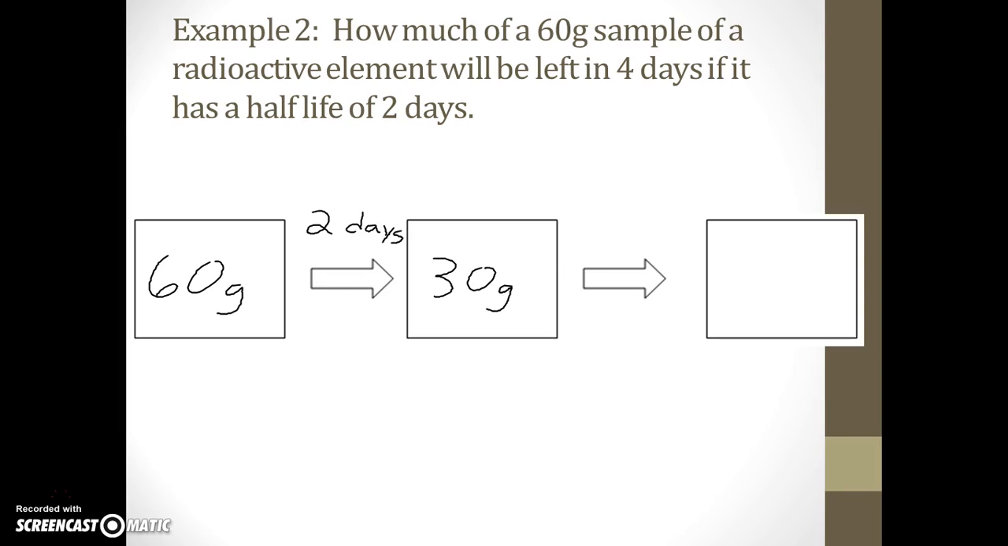One more half-life would be another 2 days. So 2 days and then another 2 days gives us a grand total of 4 days later. And we do 30 divided by 2, which is 15 grams. So we are left with 15 grams of our sample after 4 days, and that's 2 half-lives. We have 2 arrows, 2 half-lives, and a grand total of 4 days.